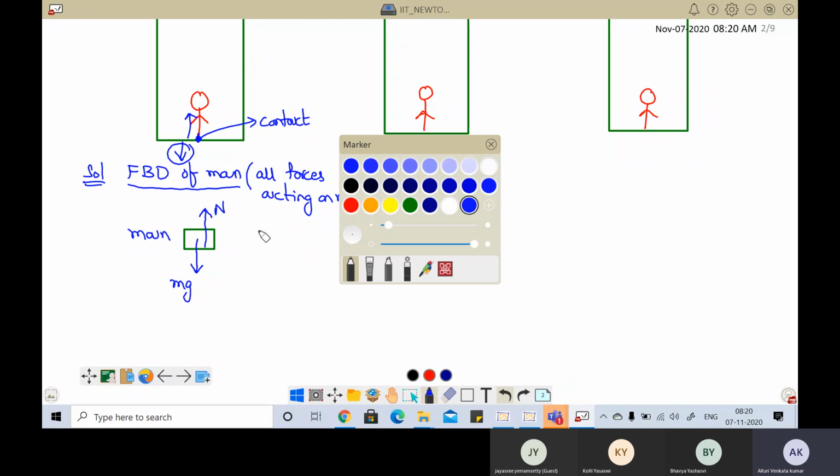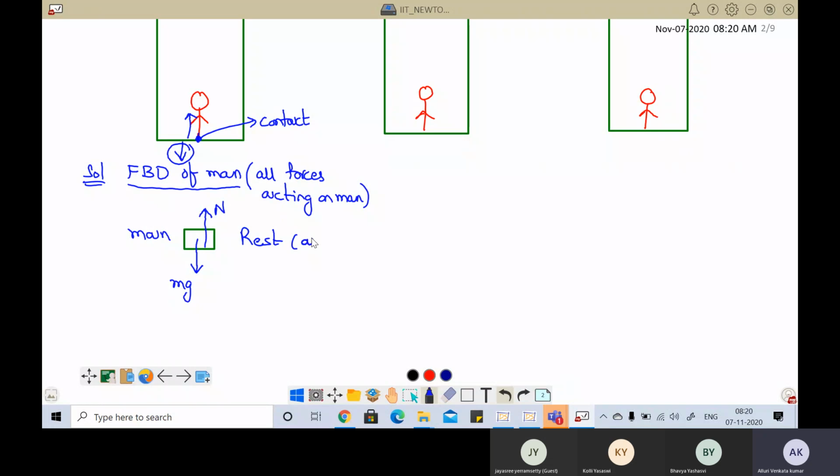The man is also at rest. Rest means acceleration is what? 0. Now if you apply Newton's second law, F net equal to m times a. What is F net? There are two forces. Either you can write N minus mg, or we can write mg minus N.